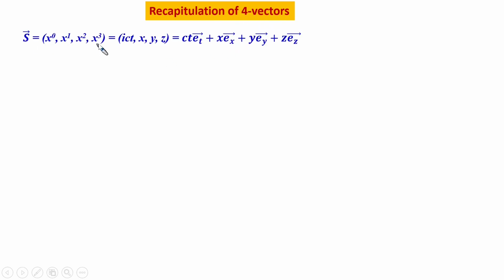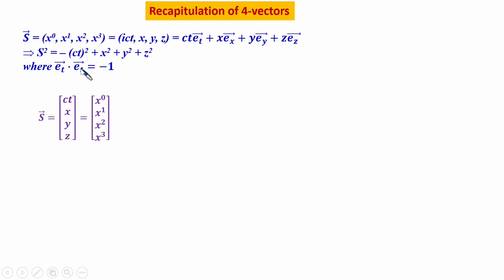This is a position vector, we have written like this, and s square, the separation square or distance square, is written like this, which is invariant in all inertial frames of reference. And with this condition, et dot et is minus 1, and ex dot ex, ey dot ey, ez dot ez is plus 1. And s I can write in vectorial form like this, x naught, x1, okay, x naught is ct.